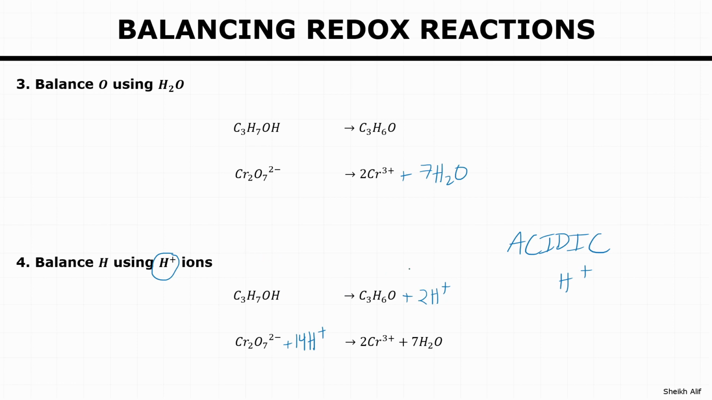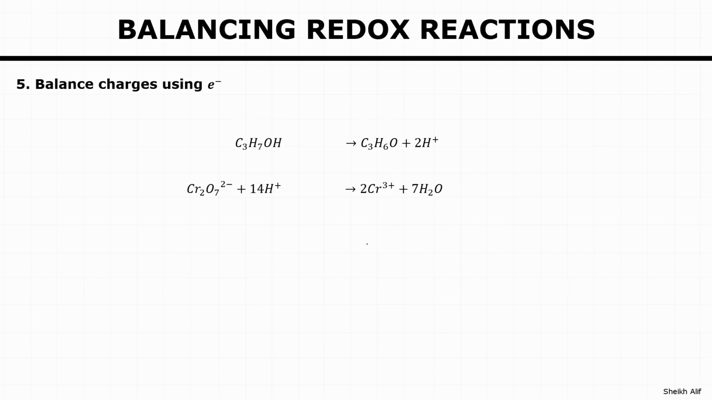So far we've balanced the elements, we've balanced the oxygen, we've balanced the hydrogen. That's it for the elements, but what else do we have to balance? We have to balance charge. So we have to balance charges using electrons. This is where the whole redox reaction comes in from. Remember, a redox reaction involves an electron transfer. So you have to have electrons in order for this to be a redox reaction.